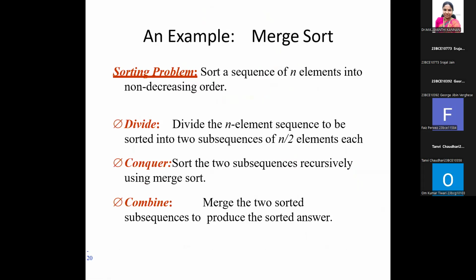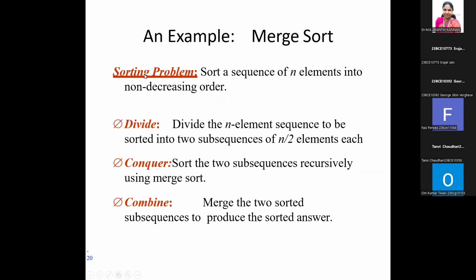Then we discussed merge sort. In merge sort also we are using the divide and conquer technique. In divide and conquer technique, we have three stages. Every divide and conquer problem should follow the three steps. If you are applying divide and conquer to a sorting technique, especially merge sort, we are using the divide and conquer algorithm.